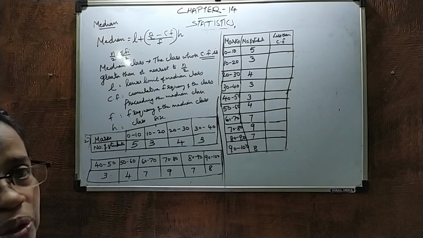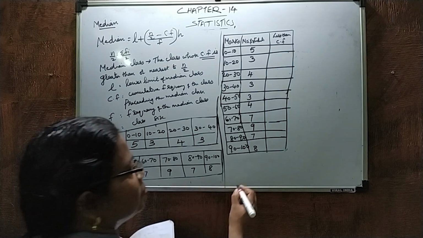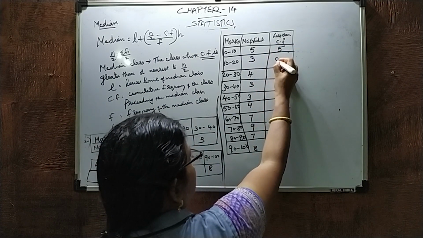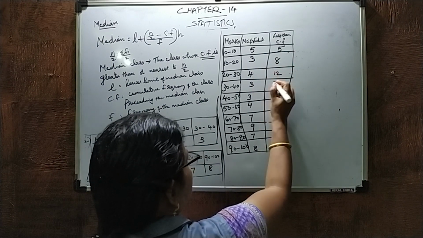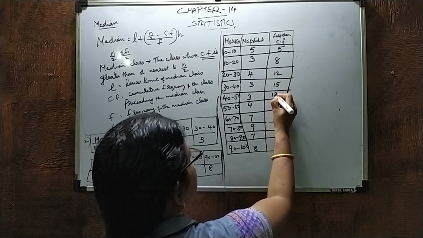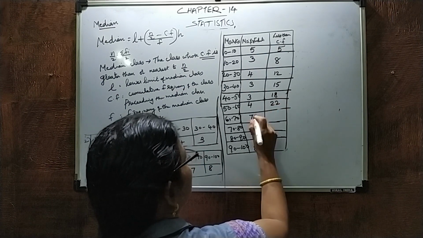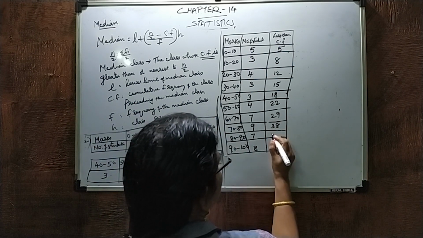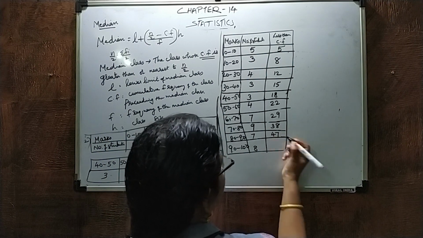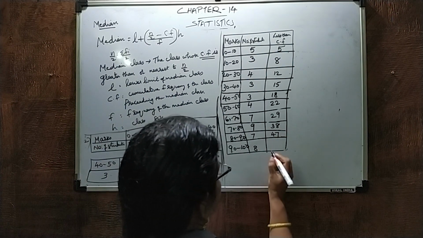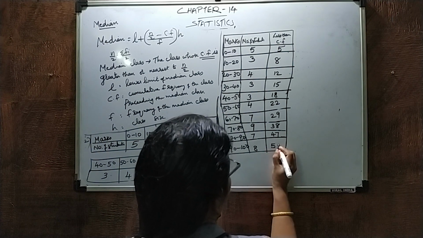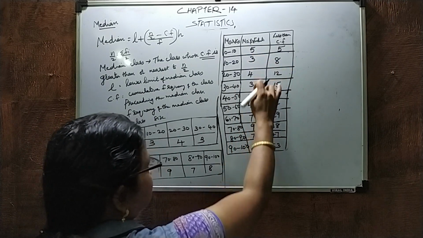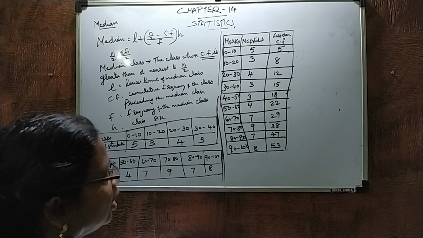We have to find out the cumulative frequency now. First thing, remember, you have to start with the first frequency. Then 5 plus 3 it is 8. 8 plus 4, 12. 12 plus 3, 15. 15 plus 3, 18. 18 plus 4, 22. 22 plus 7, 29. 29 plus 9, 38. 38 plus 7, 47. And then 47 plus 8, it is 53. Just add to check whether it is correct or not. 53 you will get.